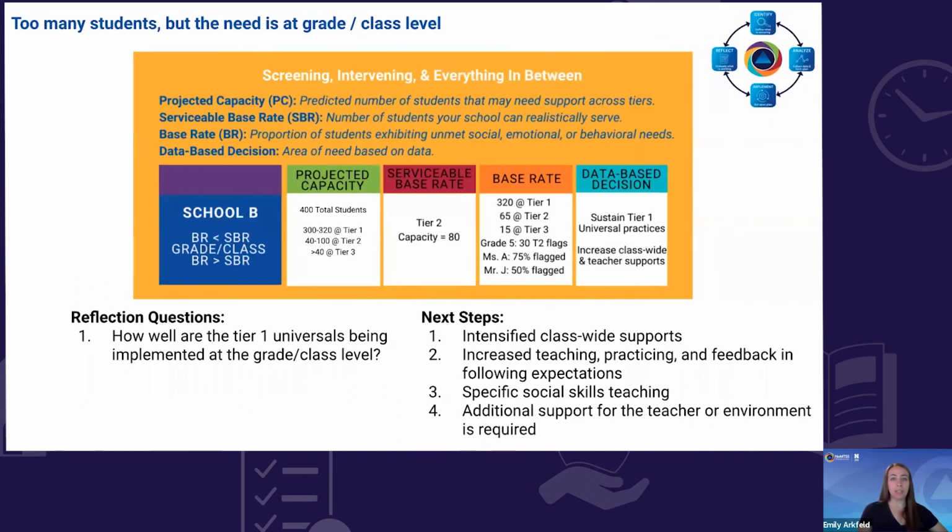Here for school B, they have a base rate that is less than its serviceable base rate, so they are meeting most of the needs. However, there is a high level of need in the 5th grade and also in 2 individual classrooms. So in this case, they want to continue to refer individual students to tier 2 supports in the other classrooms as needed, while increasing those class-wide supports in those high flag grades, so across grade 5, and then in those classes that were flagged high as well.